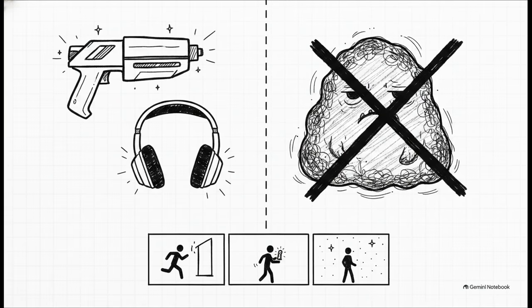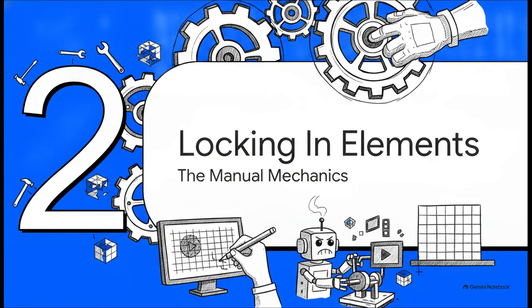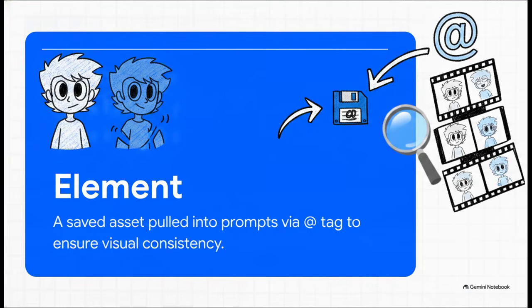But here's the catch. Getting these top-tier results is definitely not as simple as just typing a sentence into a box. Which brings us to Section 2, locking in the elements. Okay, so this right here is the core mechanic of Higgsfield. It's called the element. This specific feature solves literally the biggest headache in AI video generation, stopping your main character from completely changing faces every time the camera cuts. It's like a digital anchor.